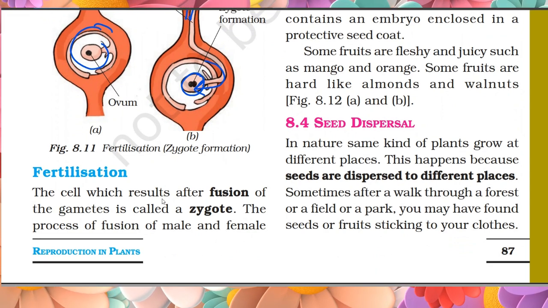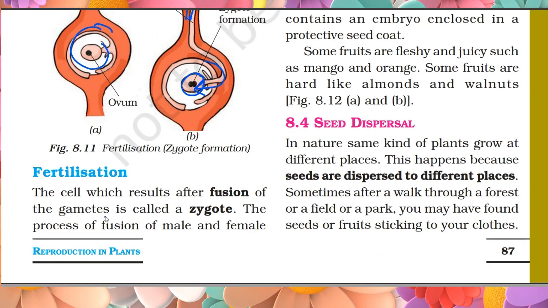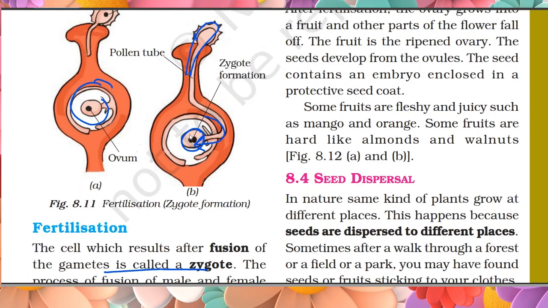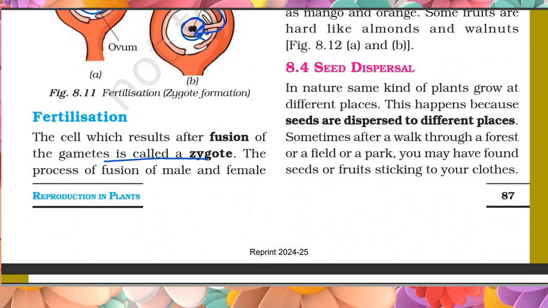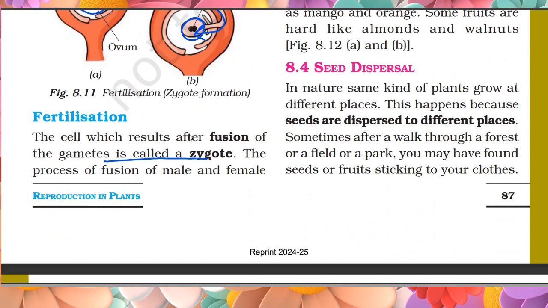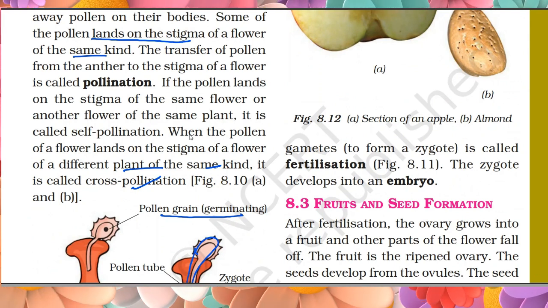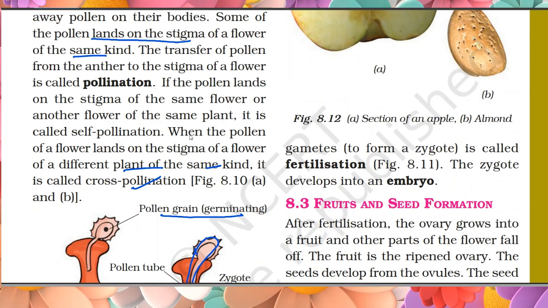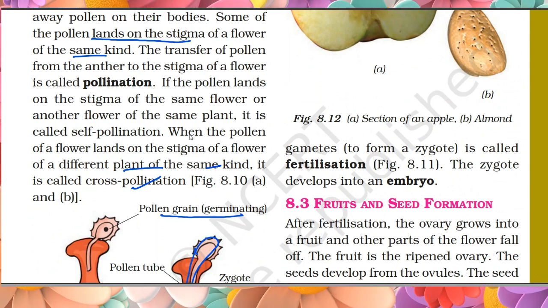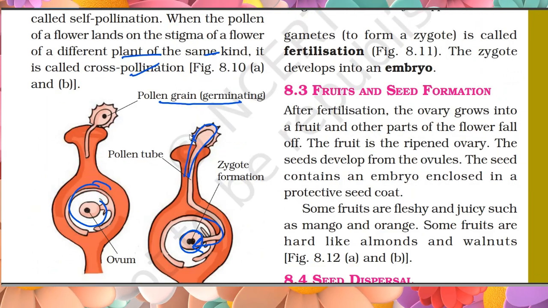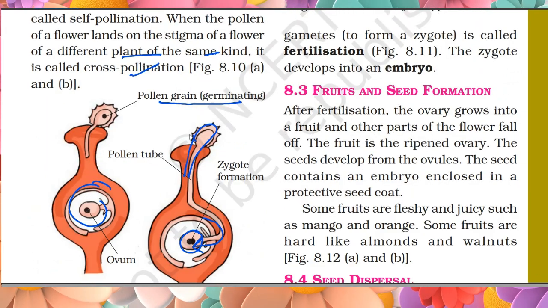The cell which results after the fusion of gametes is called a zygote. Here, this is a fusion of gametes, fine. The process of fusion of male and female gametes, which forms the zygote, is called fertilization. And the zygote develops into an embryo, right? That embryo is nothing but the seed formation.